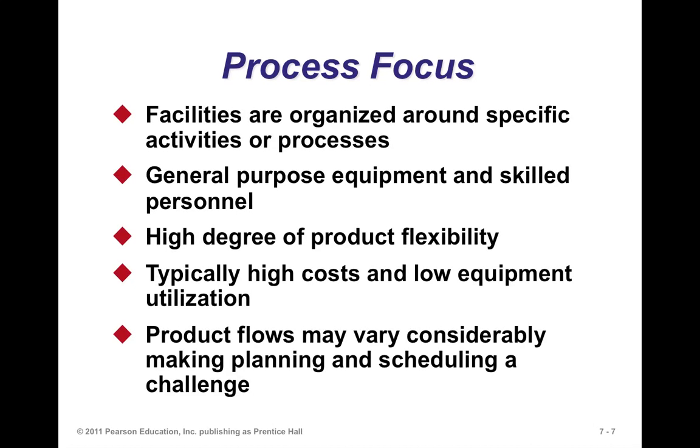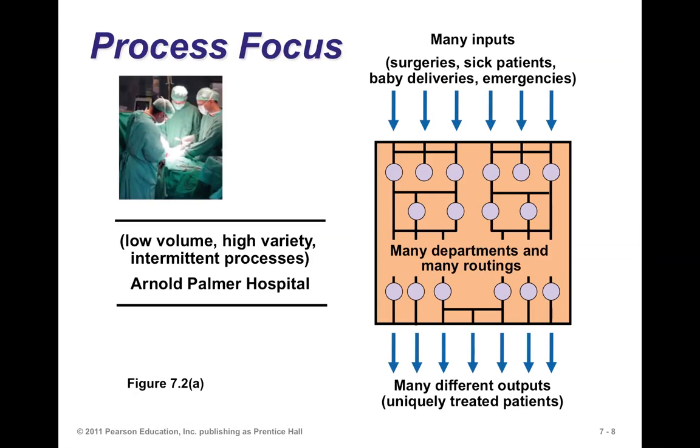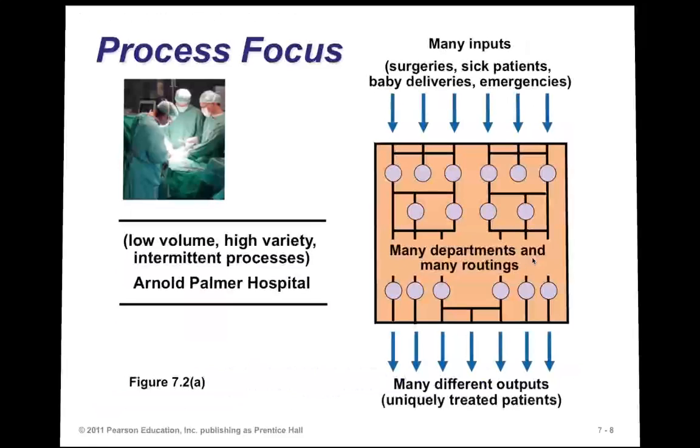In a process focus, I've already mentioned that essentially the facilities are organized around activities or processes, such as a hospital. And it looks like this. So if you look here, you can see that you have many different areas. Lots of parts come in, and then depending on where the emphasis needs to be, the entity is routed. For example, in the case of a hospital, if you go into surgery, if you go into radiology, if you go in just for clinical checkups and so forth, you go to the different parts of that organization.